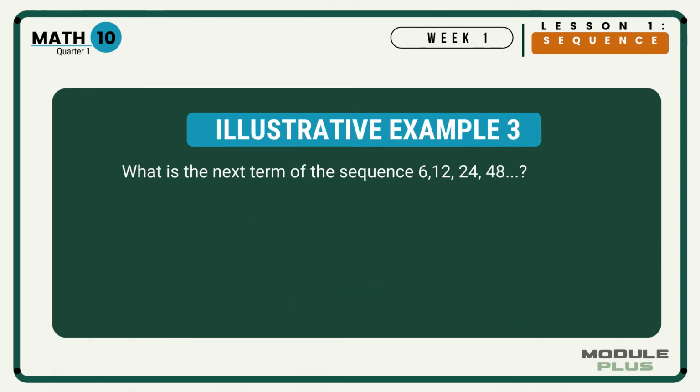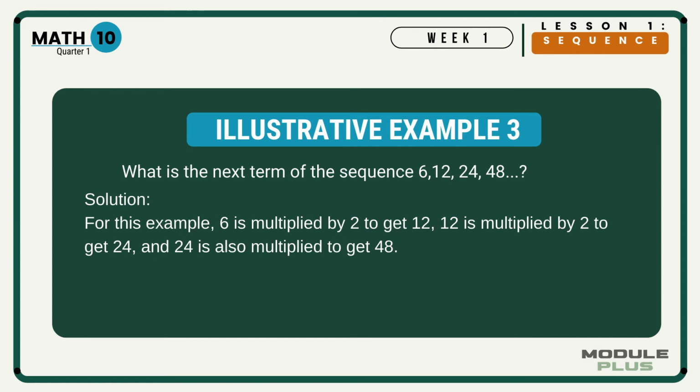Now, let's proceed to the illustrative example 3. It is the same as the last illustrative example where you have to find the next term of the sequence. For this example, you have to find the next term of the sequence 6, 12, 24, and 48. Just like with the previous example, you just have to observe the pattern of the sequence and observe the interval of each term. For this example, 6 is multiplied by 2 to get 12, and 12 is multiplied by 2 to get 24, and 24 is also multiplied by 2 to get 48.